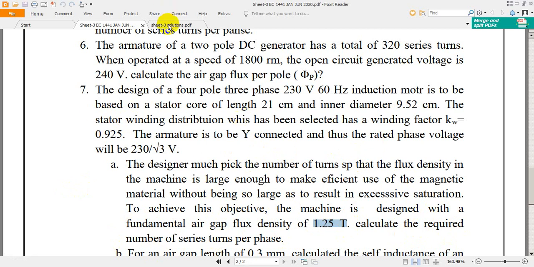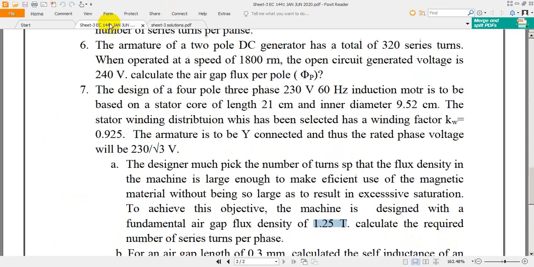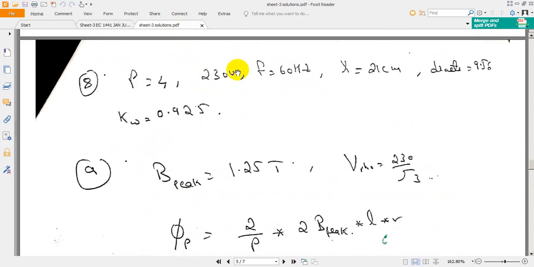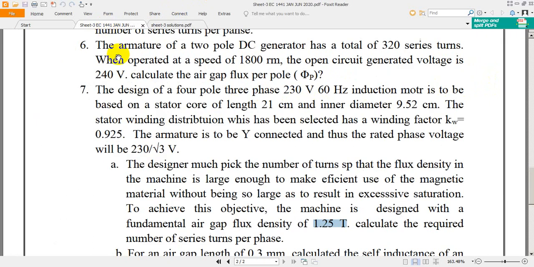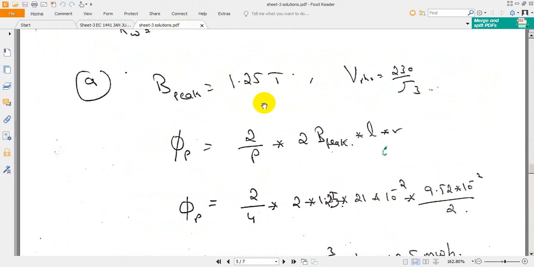To start with, number of poles 4, 230 volts, F is equal to 60 hertz and length is equal to 21 centimeters. Diameter is given as 9.52 centimeters. KW is equal to 0.925. Flux density B peak is equal to 1.25 Tesla. So V phase is equal to 230 divided by root 3. The line voltage has been converted into phase voltage.